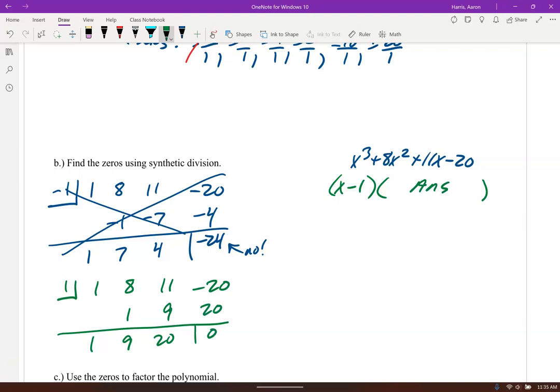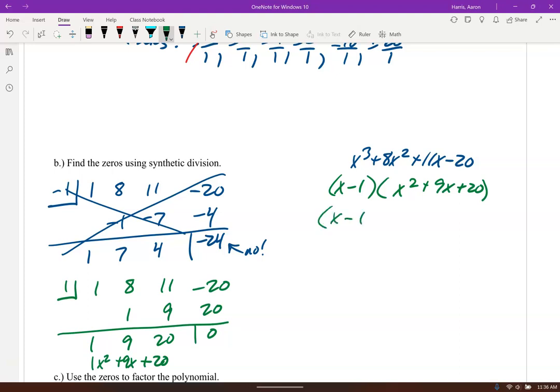So then I say, oh, okay, well, then, oh gosh, erase that. There we go. Then my answer is 1x, 1 degree less, x squared plus 9x plus 20. That's what goes in right here, x squared plus 9x plus 20. Because what we did is we took x cubed plus 8x squared plus 11x minus 20 divided by x minus 1. So we put our quotient there, okay? Now we have a quadratic.